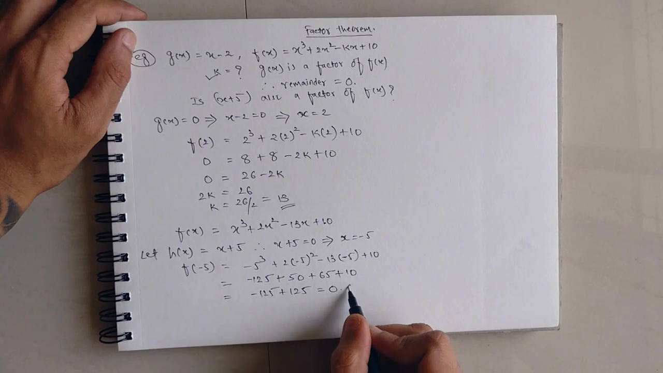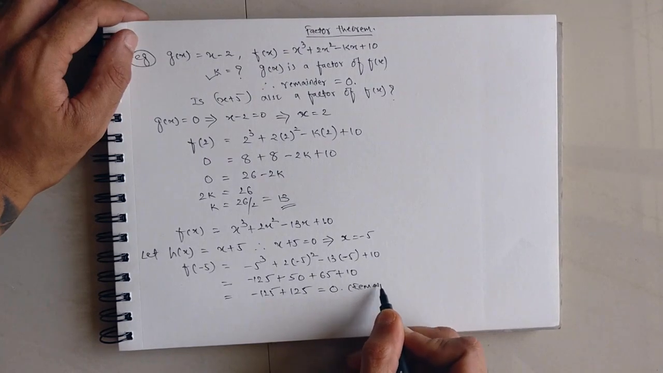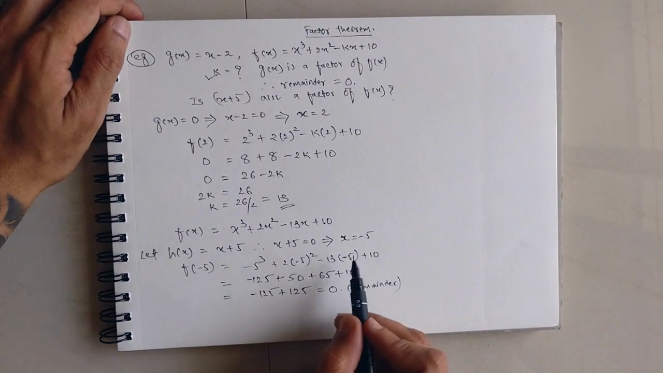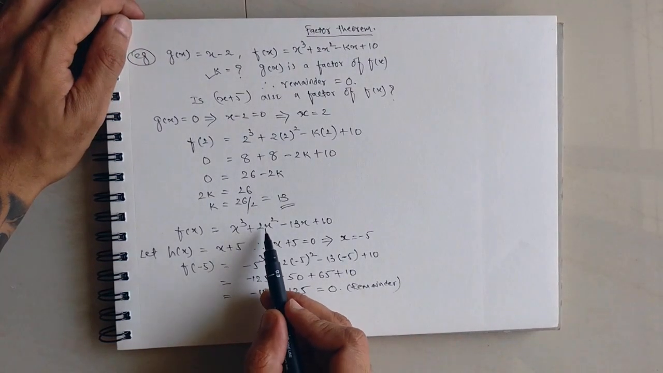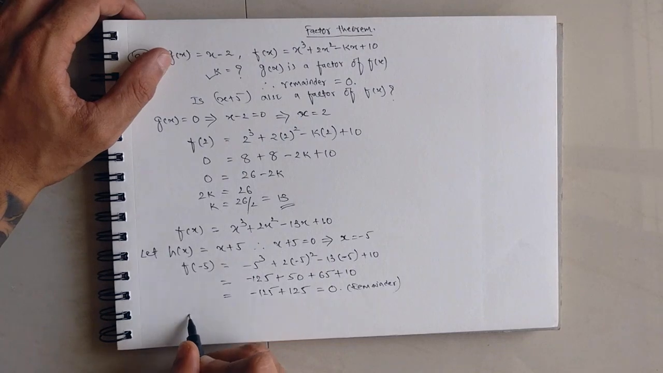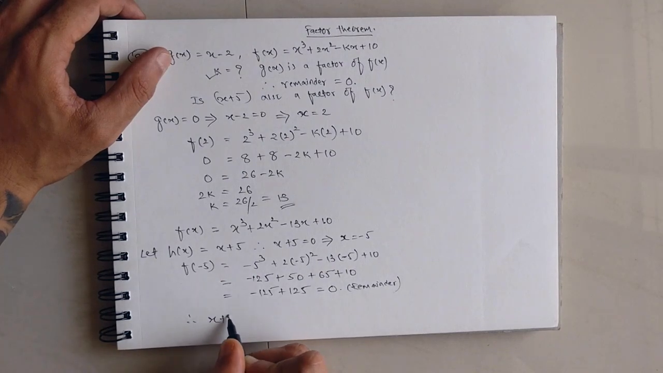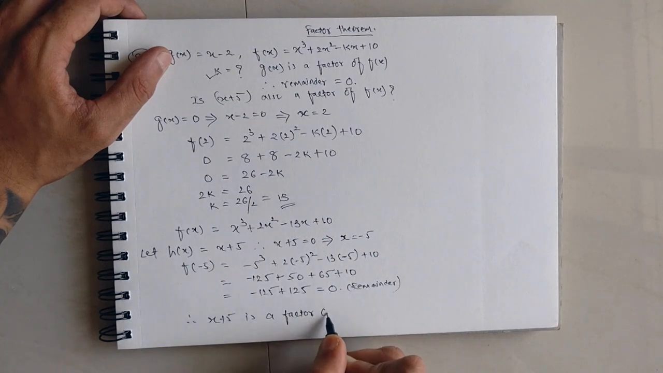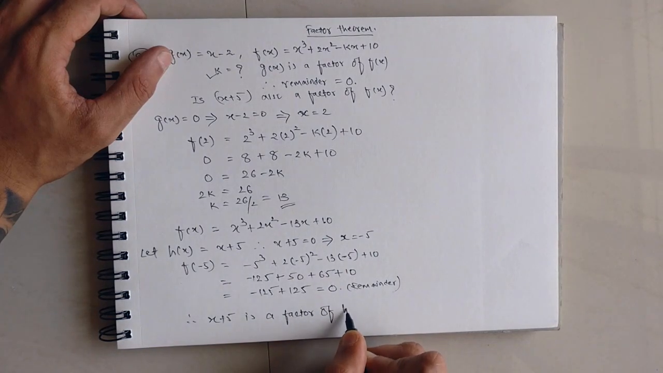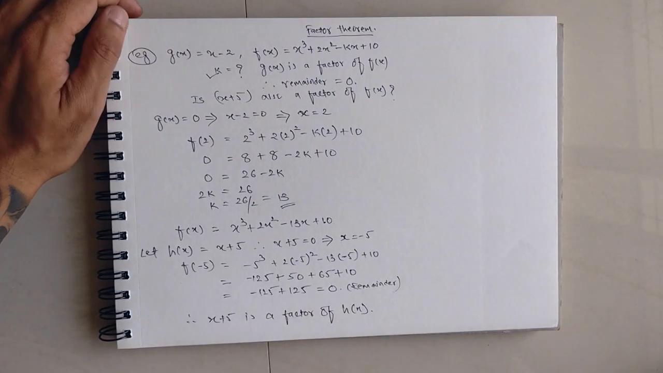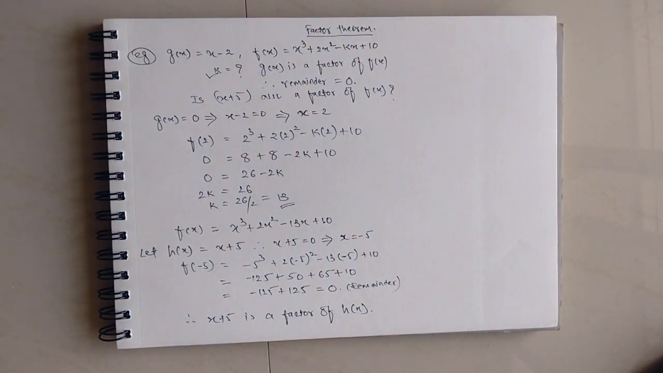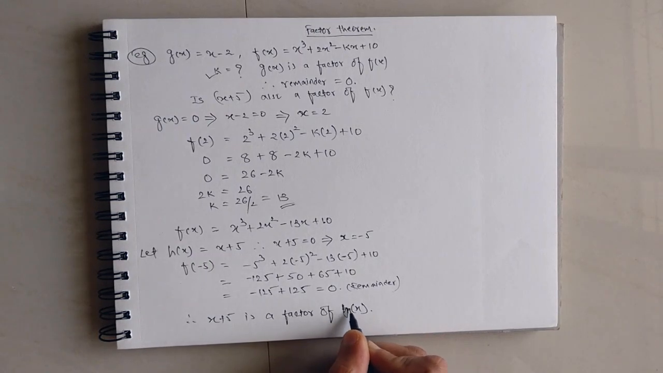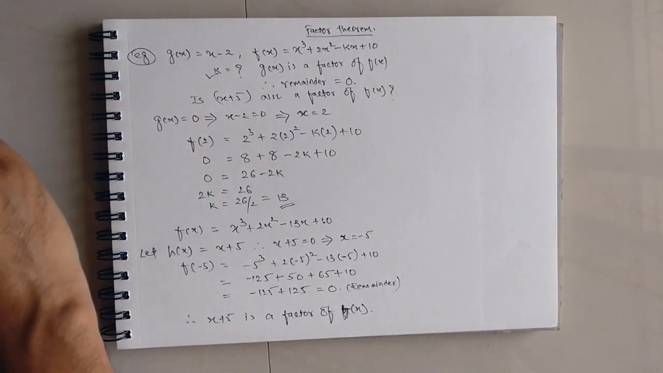So what is the remainder? 0. So if the remainder comes out to be 0, then what you can say about the polynomial? This polynomial is a factor of given polynomial. Therefore x plus 5 is a factor of f of x. So that's one type of question which is there.